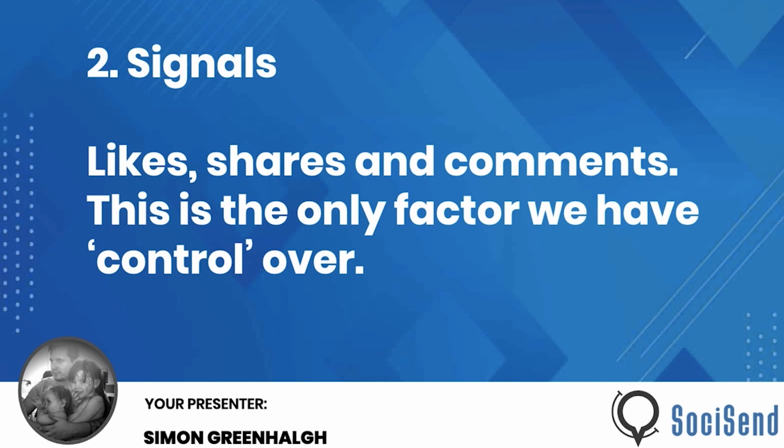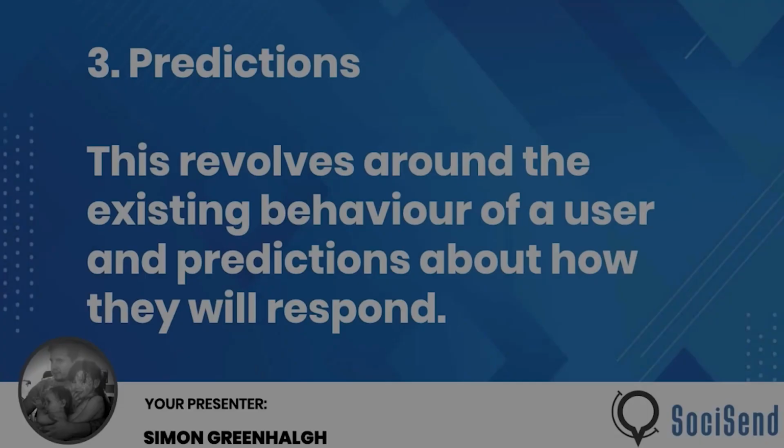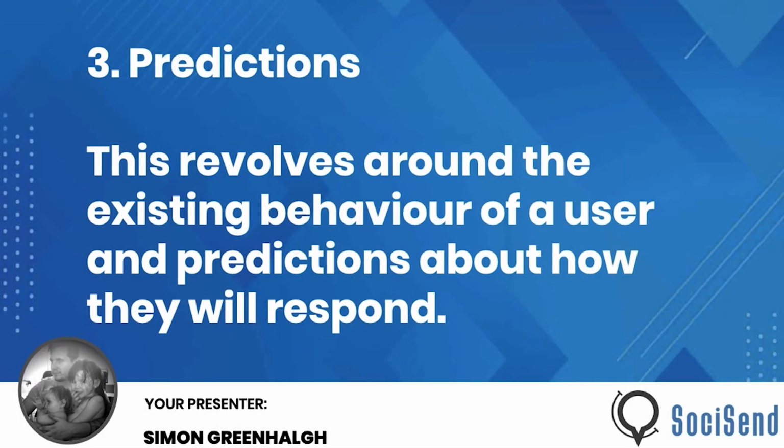This is the only factor that we, as either an advertiser or as a content producer, actually have some sort of control over. And I put control in inverted commas because it's not something that you can game, if you like. It's more something that we have control over because we have control of the quality of the content that we create. Predictions. Now, this is where Facebook get a little bit clever with this. This revolves around the existing behaviour of a user and predictions about how they will respond to that particular piece of content.